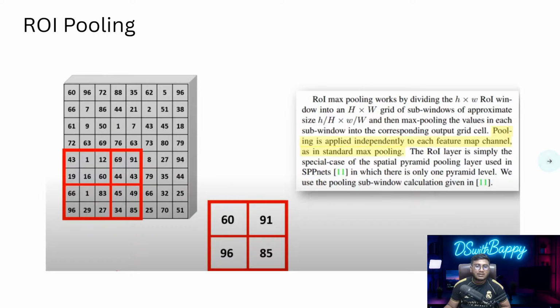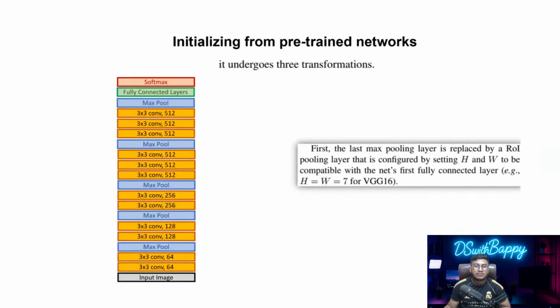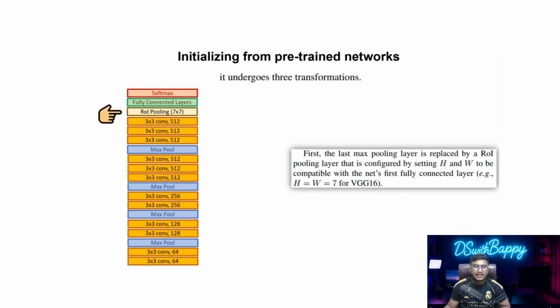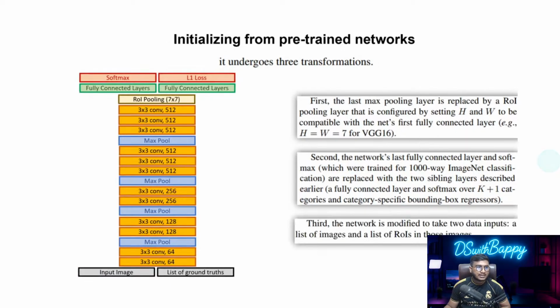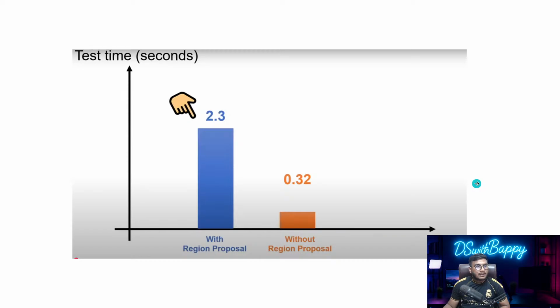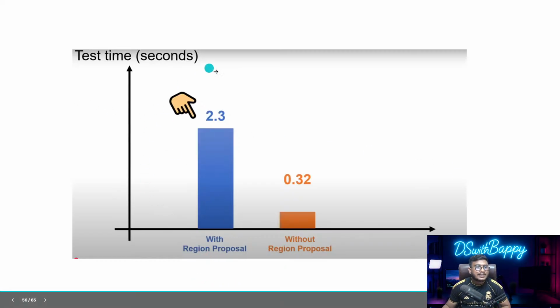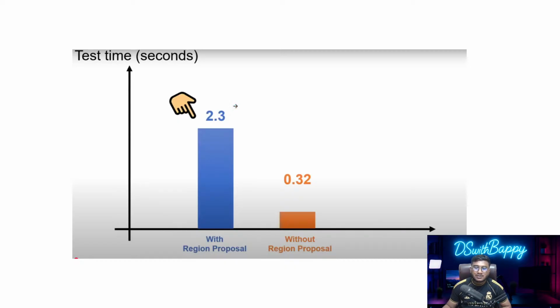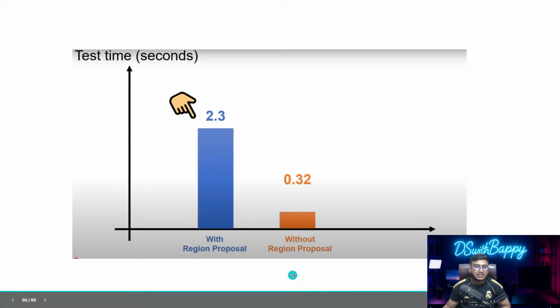Then they proposed Faster RCNN, which is faster than Fast RCNN. Now let's try to understand Faster RCNN. As per the experiments and research, they got to know that any architecture with a region proposal will take some time, because we are proposing some region proposals, some bounding boxes. But without region proposal, any architecture will take less time.